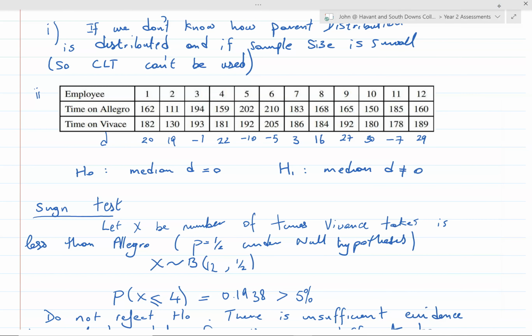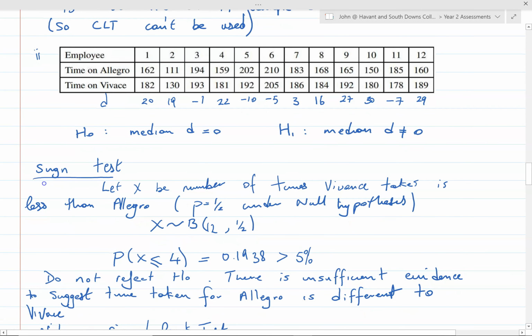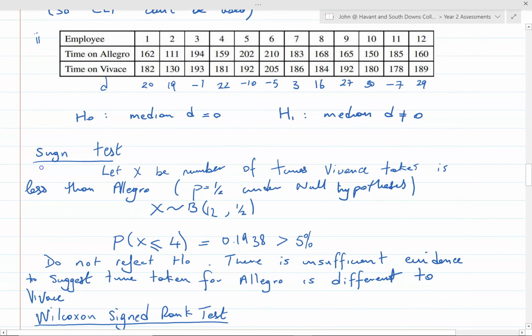Now, that is nowhere near below 5%. It needs to be below 5% to reject H0. It's a long way above. So do not reject H0. There is insufficient evidence to suggest time taken for Allegro is different to Vivace. Okay, so that's the sign test which led to not rejecting the null hypothesis.